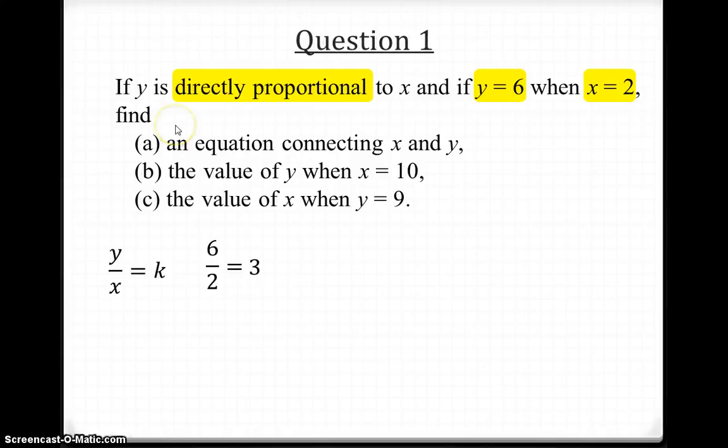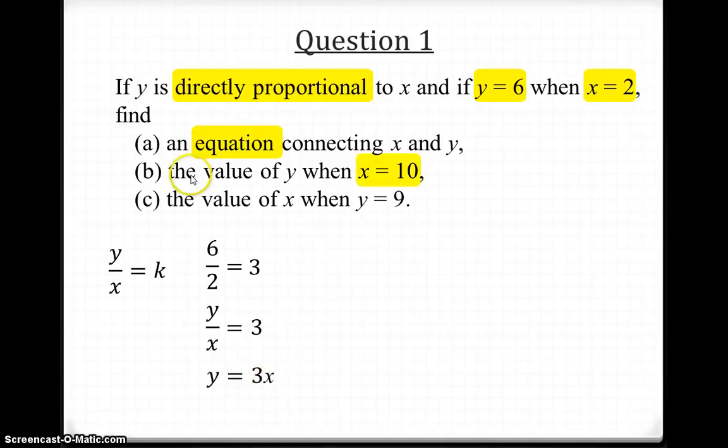But have we solved the question? Not yet, because the question is asking for the equation. So we need to write it down in terms of an equation. y over x is equal to 3. We also can write it in another form. y is equal to 3x.